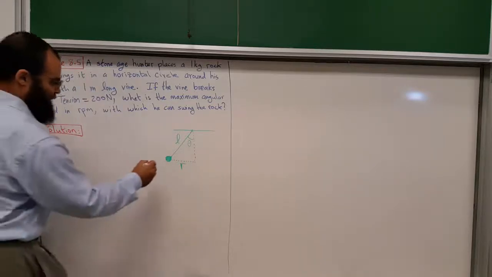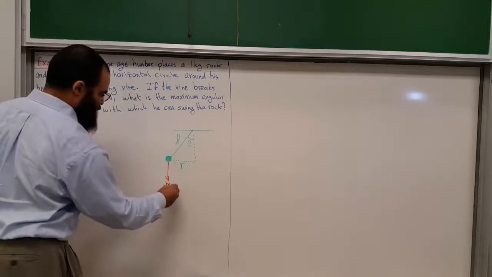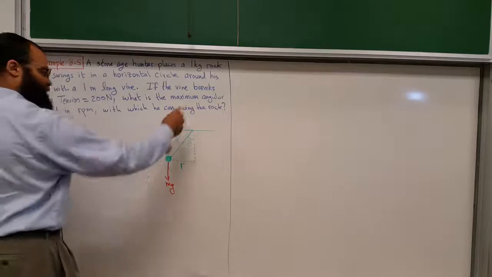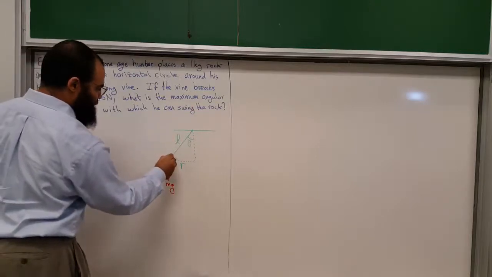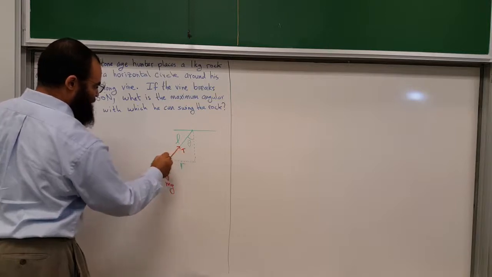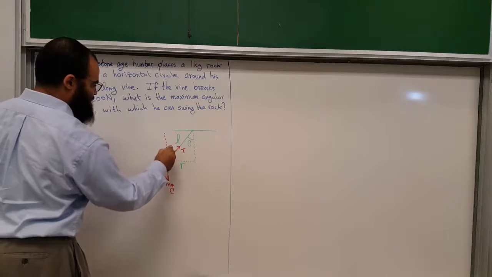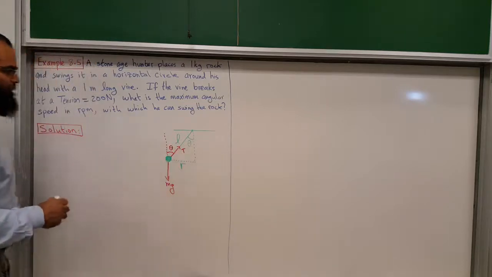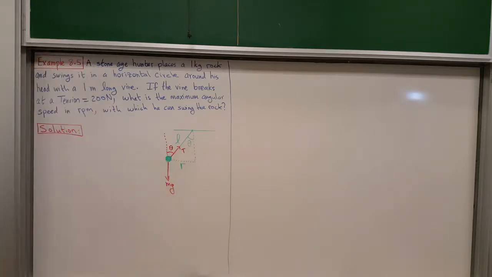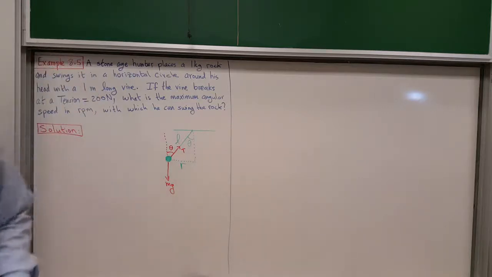Well, there is mg, gravity. What else? There is the force of tension along the rope. Here's the force of tension. By the way, if this is theta, then this angle here is also theta. And that's it. Those are the forces. So we need to include all the forces, but don't make up any forces that do not exist.